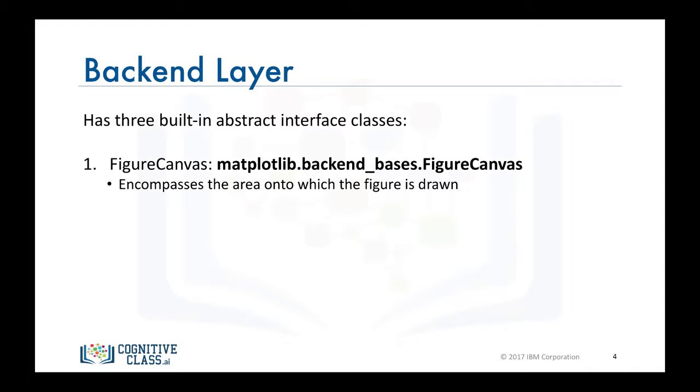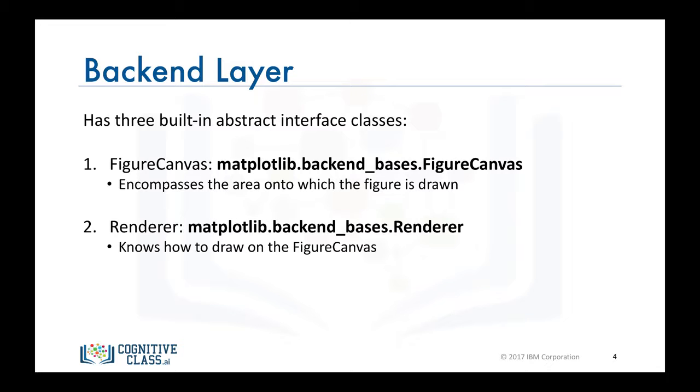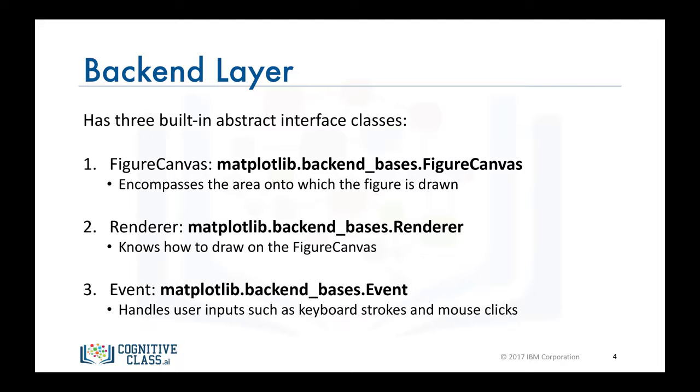So the backend layer has three built-in abstract interface classes: figure canvas, which defines and encompasses the area on which the figure is drawn; renderer, an instance of the renderer class, knows how to draw on the figure canvas; and finally event, which handles user inputs such as keyboard strokes and mouse clicks.